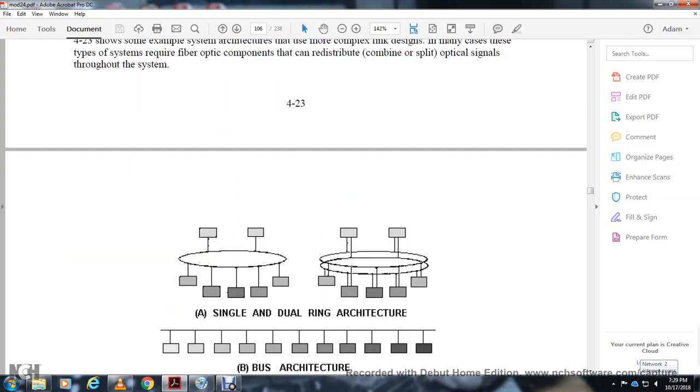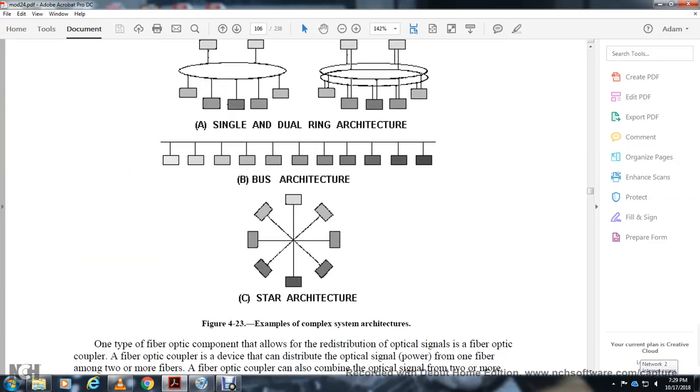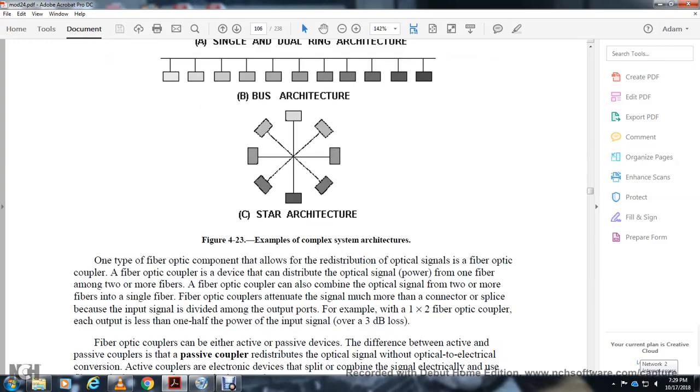Signal and dual ring architecture, bus architecture, and then of this architecture won't have the fiber optical components level distribution. Optical signal: a fiber optic coupler is a fiber optical device to distribute the optical signal power from one fiber to among two fibers. A fiber optic coupler combines the optical signal from more than one fiber to a fiber.